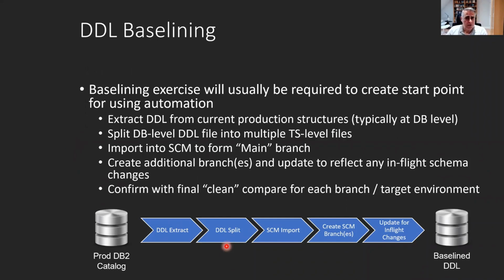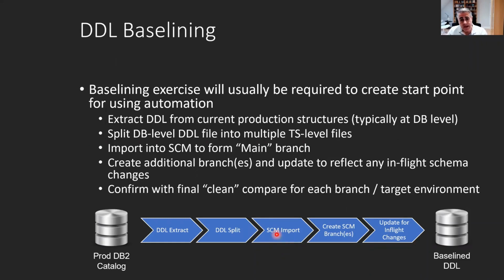So typically we'll use some RECs which we produced to go away and take a single database level DDL file and split it into multiple tablespace level files. You'll then take those individual files and import them into your SCM. Typically that will be in a nice structure so that you'll have a directory for the database and then a subdirectory in there for each of the tablespace files that you want to go away and push in.